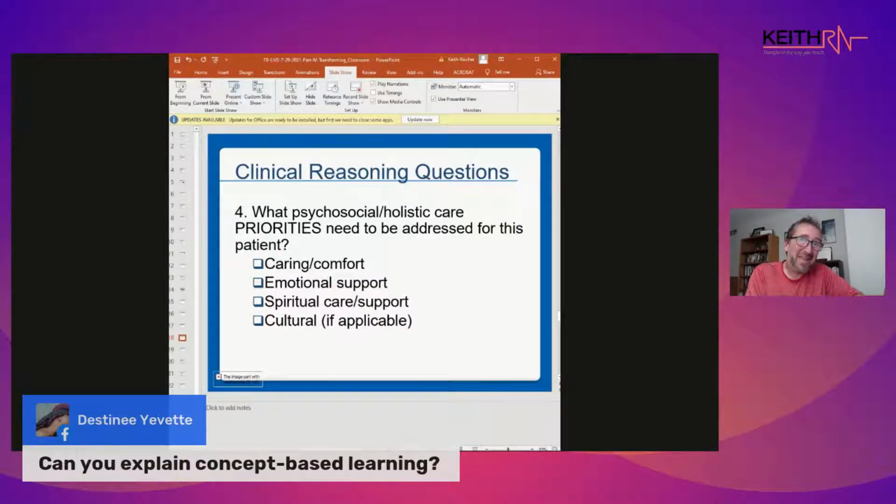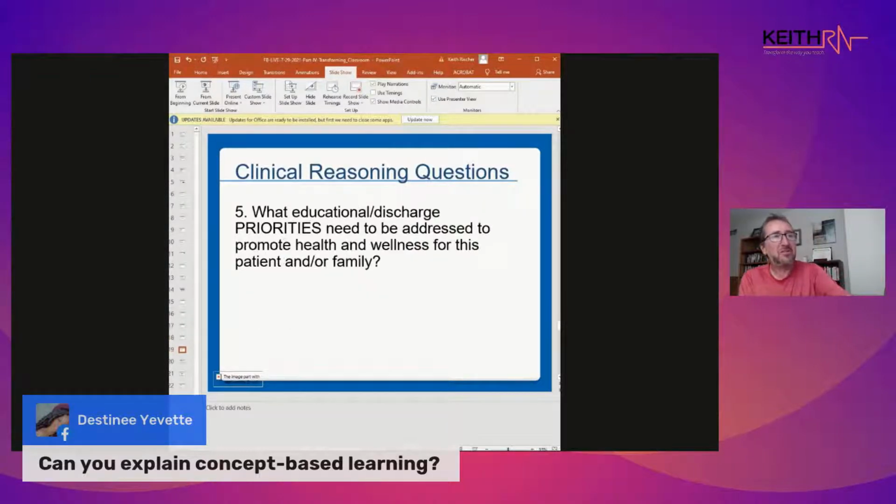If a nurse doesn't really care, like Nurse Ratched from One Flew Over the Cuckoo's Nest, they're not going to notice or pay attention closely to clinical data. That's really important. So let's talk about psychosocial, holistic care priorities, caring, comfort, emotional support, spiritual care. And then finally, what are those educational priorities that need to be addressed to promote health and wellness for this patient and family? And that's another 2 pages. 5 questions. Part 2 is only 2 pages.